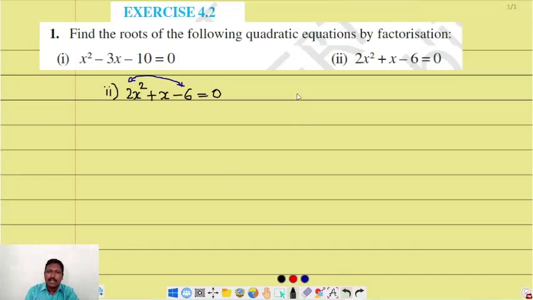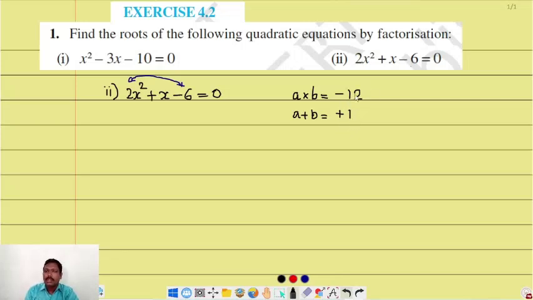So you can write here product, that is a into b. The product a into b is equal to 2 into minus 6. What is 2 into minus 6? It is minus 12. And sum, that is a plus b, is equal to plus 1, the coefficient of x, that is plus 1.